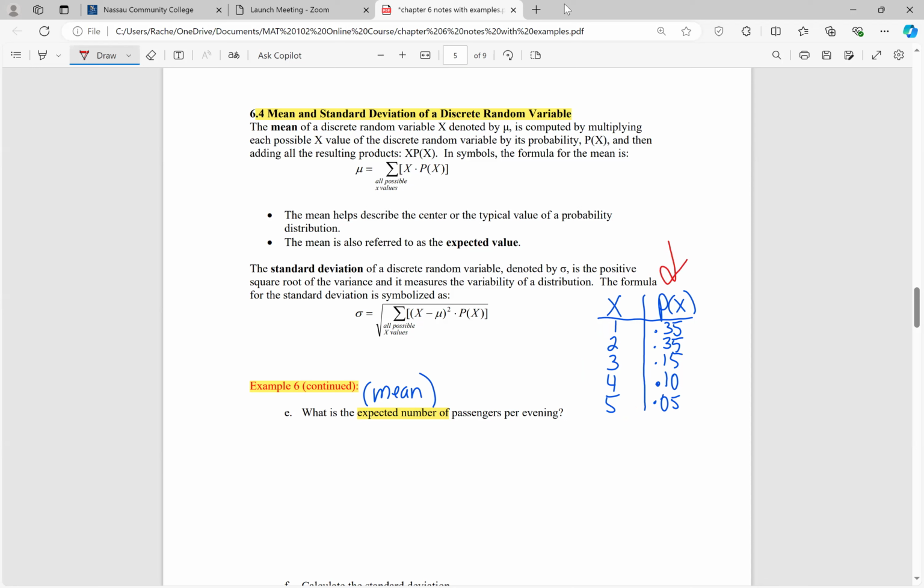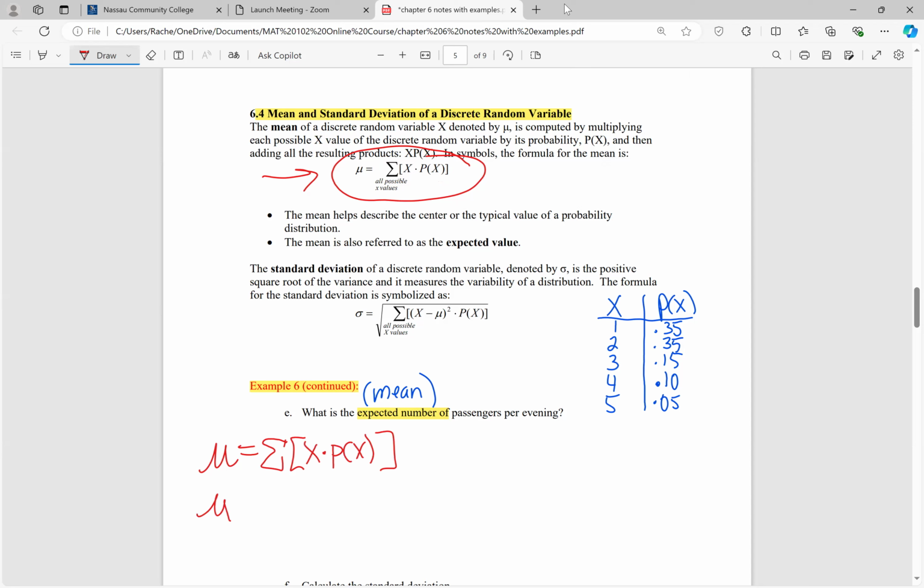So it's almost like we're calculating a weighted mean or a weighted average. The way we do that is this formula here. We use mu to represent the mean number of passengers per car, or the mean of a discrete probability distribution. What we do is we take each value of x and multiply it by its respective probability, and then we take the sum of all those products. So we're going to follow the formula for the mean down here. We're going to take the sum of each value of x times its probability.